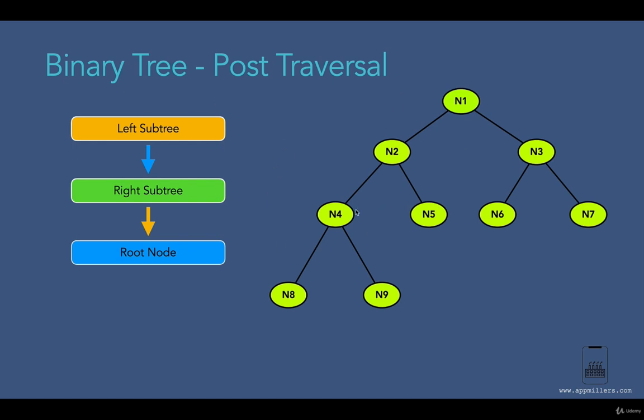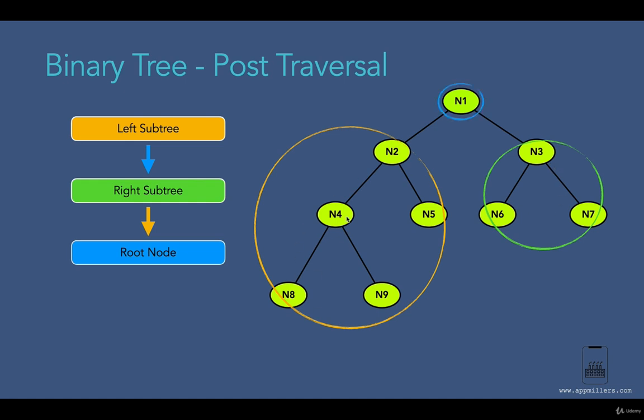First we are visiting all nodes from the left subtree, then we are visiting all nodes from the right subtree, then we are visiting the root node. So in this binary tree that we have, the left subtree is this part. So first we have to visit all nodes from this part, then the right subtree. The same logic will be applicable over here. We are visiting all nodes of the right subtree, then we are going to visit the root node.